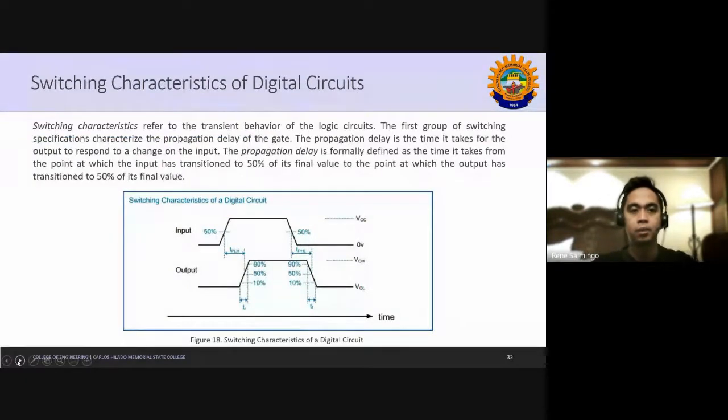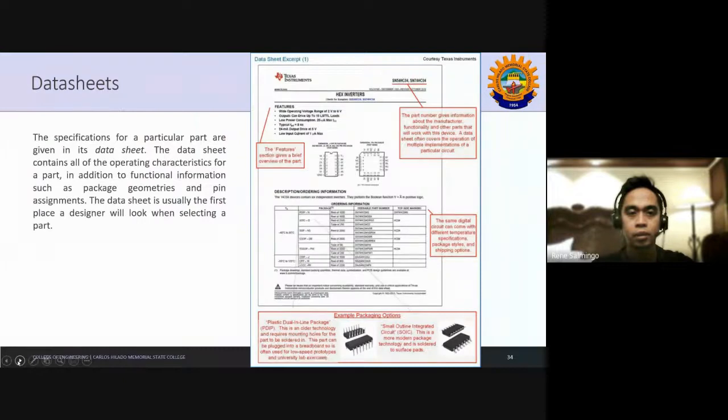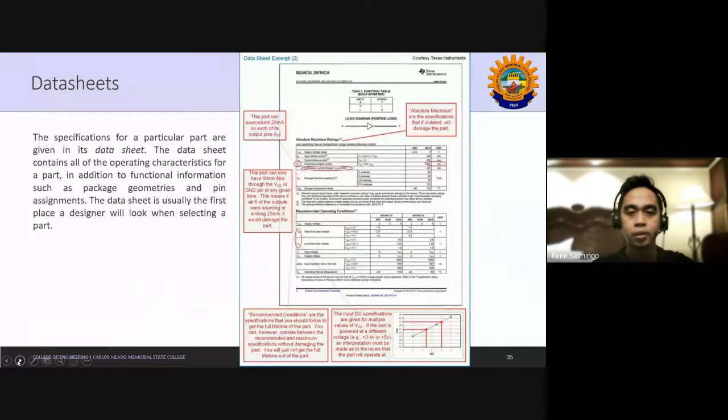And now we go forward also with the switching characteristics. And we were also able to have a short description on datasheets, which is primarily used if you're going to check for the package, the pin configuration of the IC, the operating current, and also the collector current of voltage, the limits of operation, as well as the units.